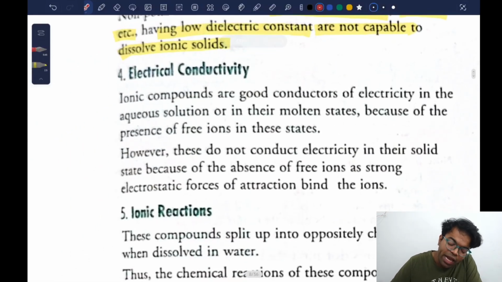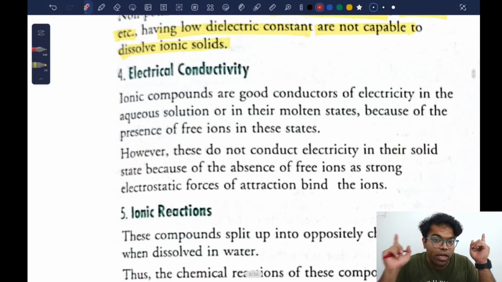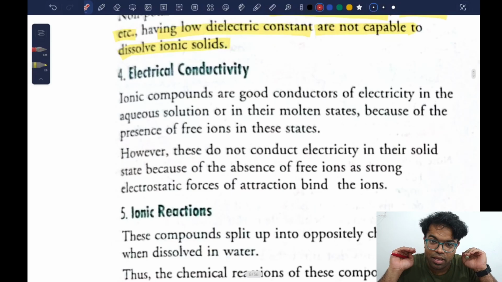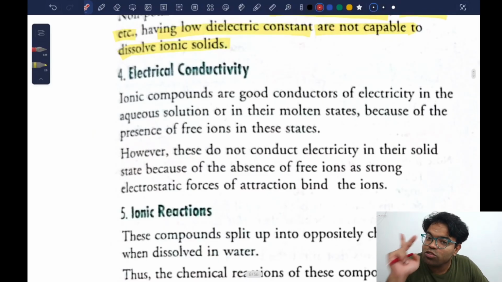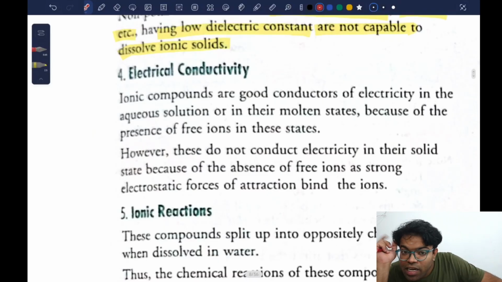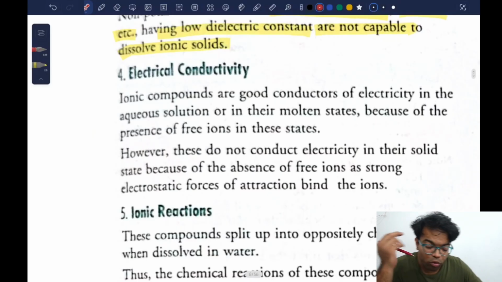Electrical conductivity. Ionic compounds are good conductors of electricity, but not in the solid state. You cannot conduct electricity in the solid state because there are no free moving ions. Okay, they can only conduct electricity in the molten state or the aqueous state, because only in these two states they are free to roam around, they are free to move.